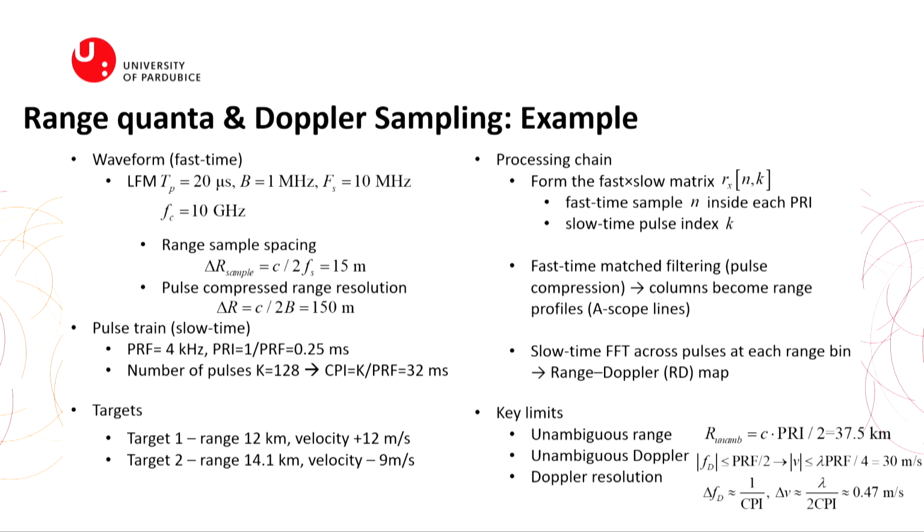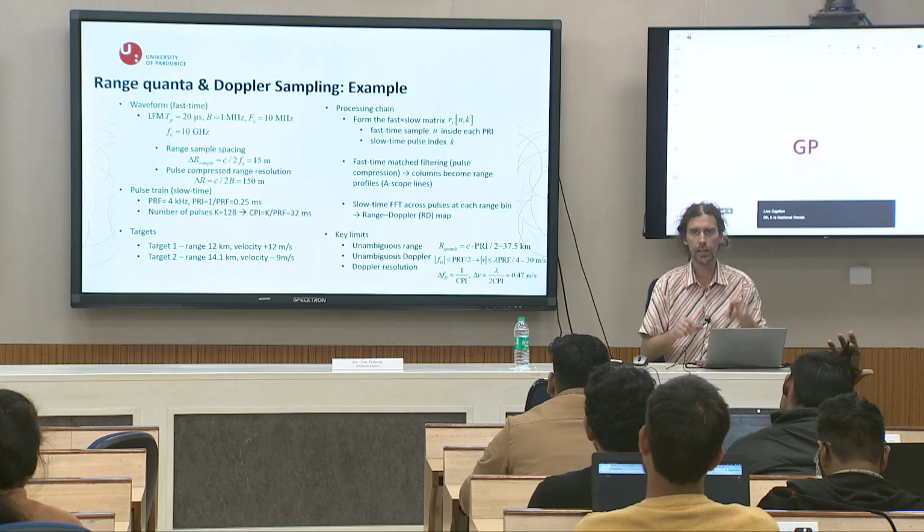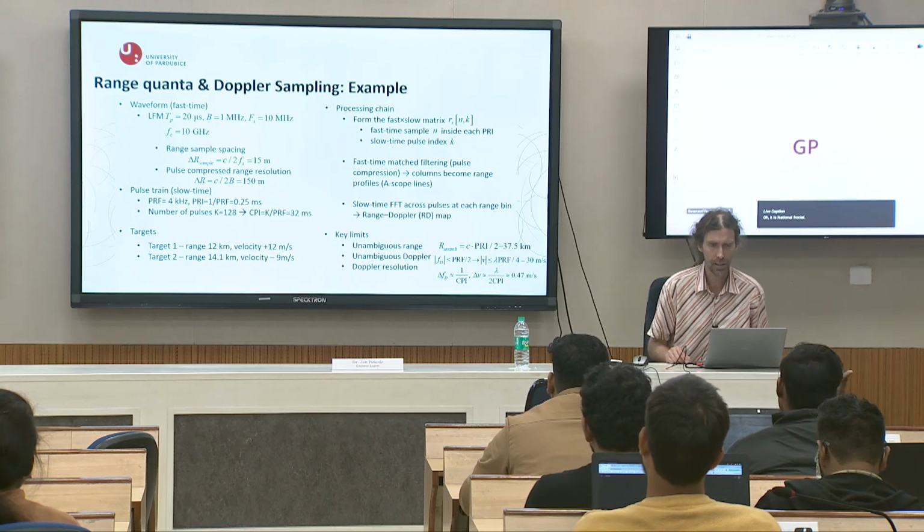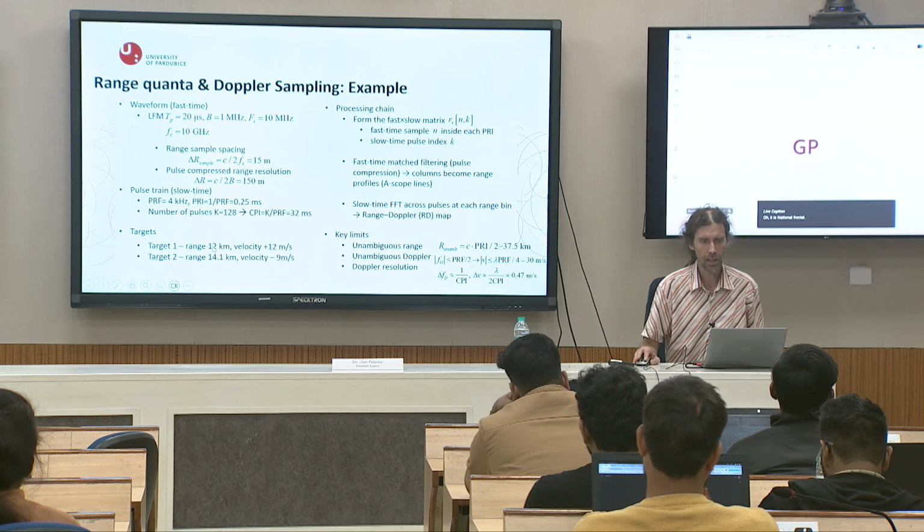We have two targets, at 12 kilometers and 14.1 kilometers, with different velocity. One target goes close to us, the second just goes away, and both targets are in different positions.